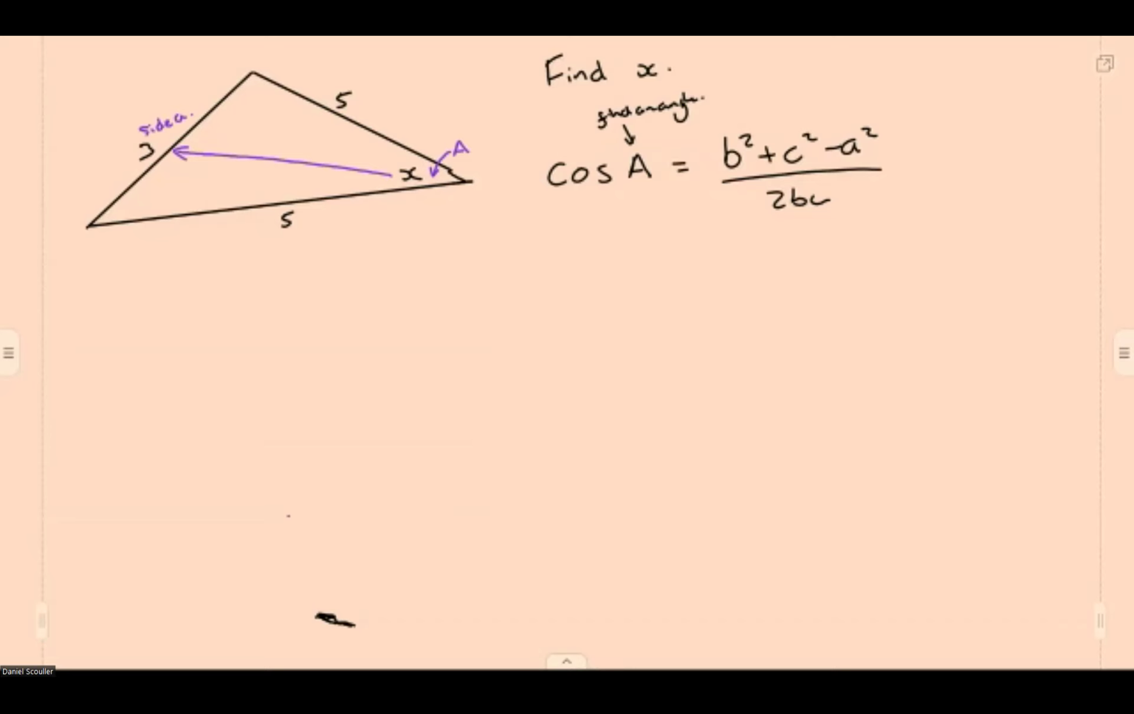So now we know what we're trying to find. The other two sides, we just label B and C. It doesn't matter what order, because we're not having to link them to any angle. And it's just a case of substituting that in. Leave the cos there: 5 squared plus 5 squared minus 3 squared all over 2 times 5 times 5. Again, get comfortable using your calculator.